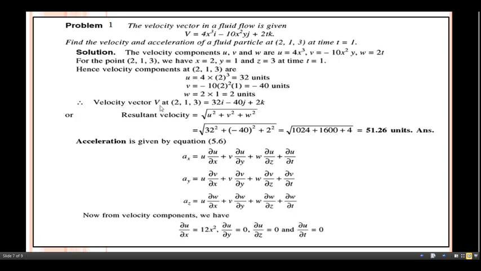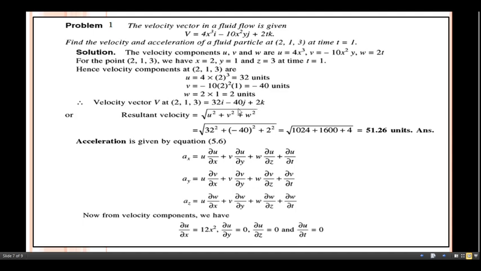Now we know the velocity vector v at (2, 1, 3). This is the relation already given in the problem. The unit vectors at the particular point will remain as they are. We know the values for u, v, w: this portion indicates u, this indicates v, this indicates w. So replace every term with its value, and we get the velocity vector v at (2, 1, 3) as 32i minus 40j plus 2k.